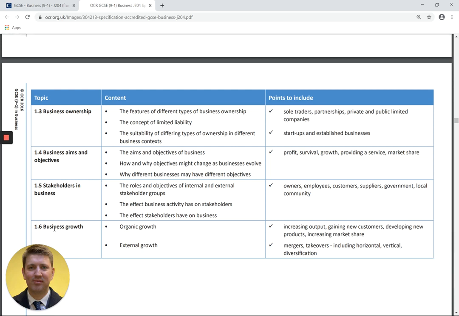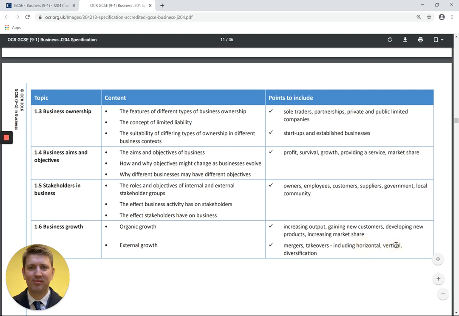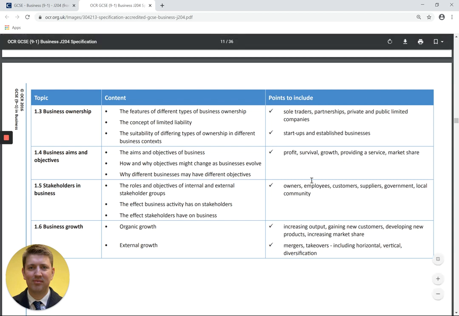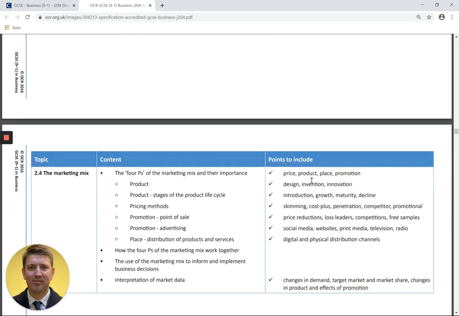So for example, let's look at business growth 1.6. If you don't know the difference between horizontal and vertical, then you won't be able to answer a question on that. Now that could be a 9 marker. So that would be a load of marks thrown away if you don't know what horizontal and vertical is. So this part of the specification can act as a bit of a checklist of things that you need to know. You could print this off, you could rag rate it, red, amber, green, and make sure you know everything on the right hand side.